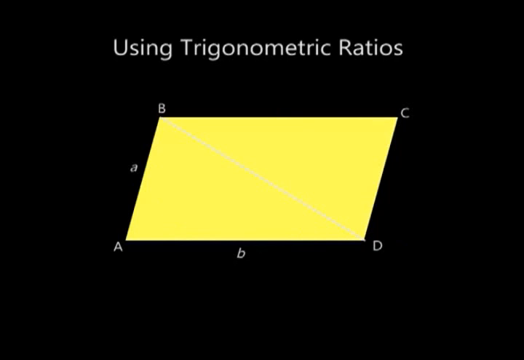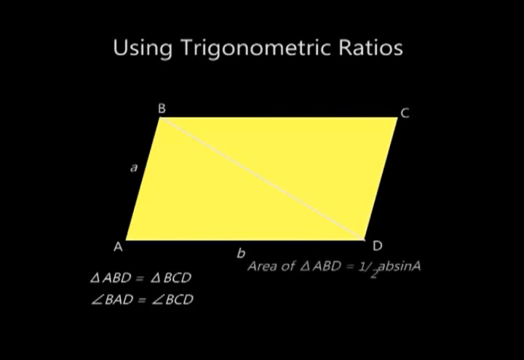Finding the area of a parallelogram using trigonometric ratios. Now, sometimes the perpendicular height of a parallelogram is not given. In such cases, we apply the trigonometric ratios. In this figure, the diagonal BD divides the parallelogram ABCD such that triangle ABD is equal to triangle BCD. Both triangles have the same area since angle BAD and angle BCD are equal. Therefore, the area of triangle ABD is equal to the area of triangle BCD. Therefore, we can use the formula area is equal to a half AB sine A. And therefore, the area of ABCD is equal to 2 times the area of triangle ABD. That is equal to 2 times a half AB sine A, and that gives us AB sine A.